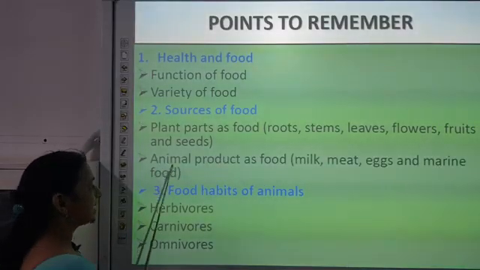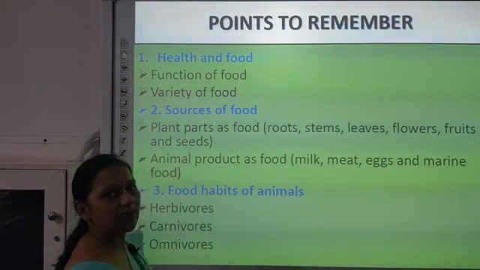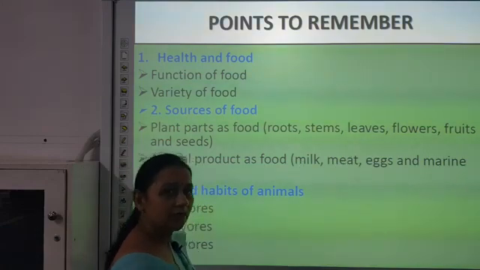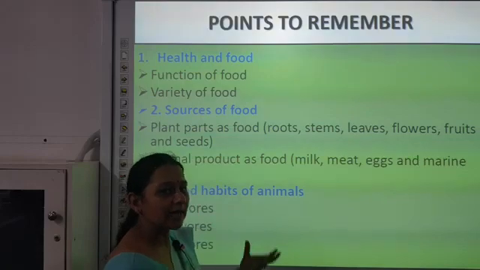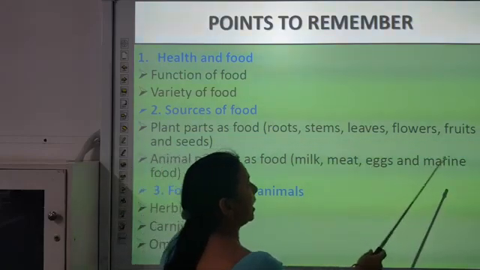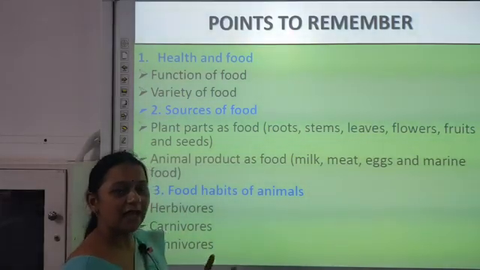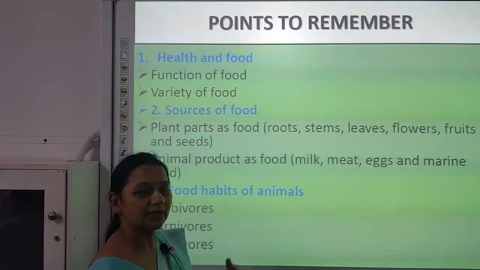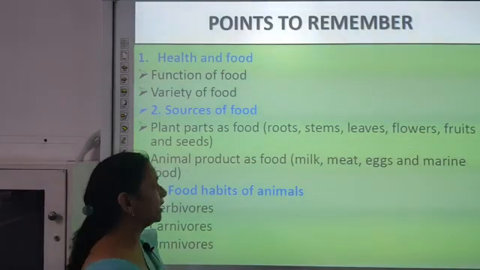Now the next one is animal products as food. We get milk from animals like cow and buffalo, and meat from animals like goat. Eggs from the chicken, and from ducks we get eggs. And marine food like fish. Fish serves as the source of food for the people who live in the coastal areas. The fish is the main source of food there.